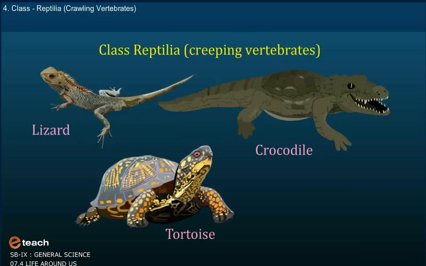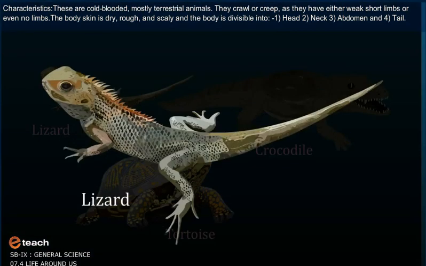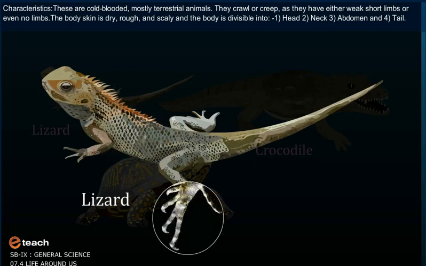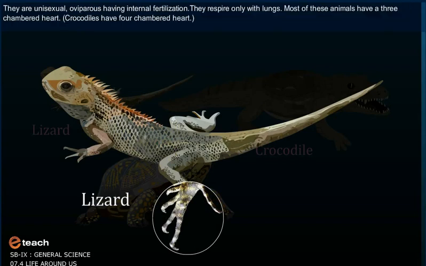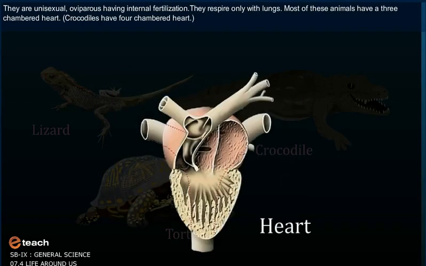Class Reptilia. Crawling vertebrates. Characteristics: these are cold-blooded, mostly terrestrial animals. They crawl or creep as they have either weak short limbs or no limbs. The body skin is dry, rough and scaly, and the body is divisible into head, neck, abdomen and tail. They are unisexual, oviparous, having internal fertilization. They respire only with lungs.